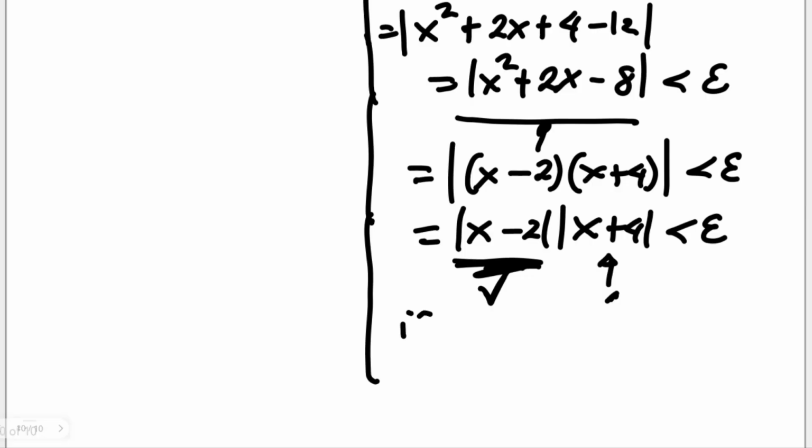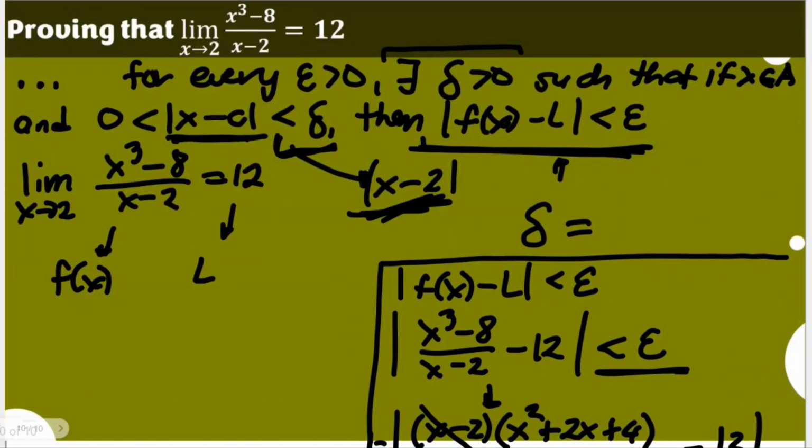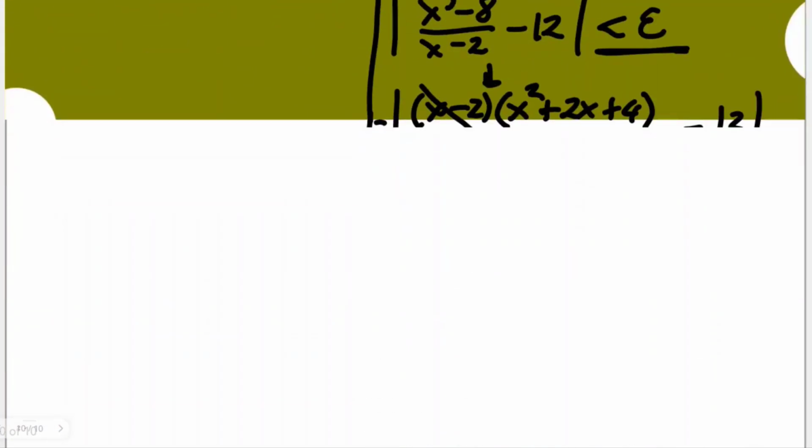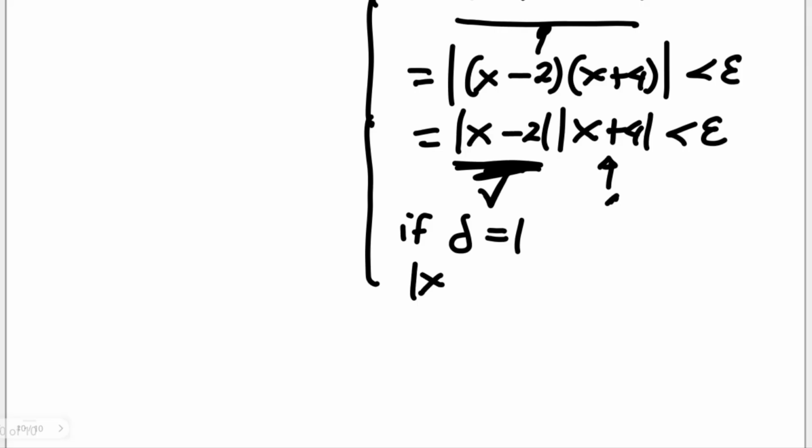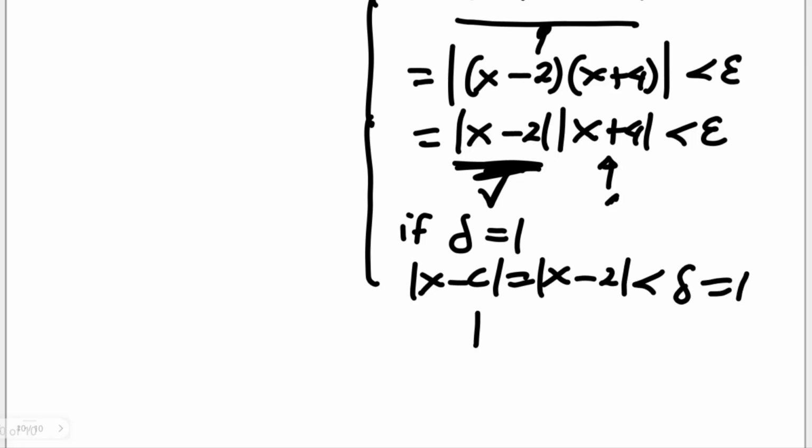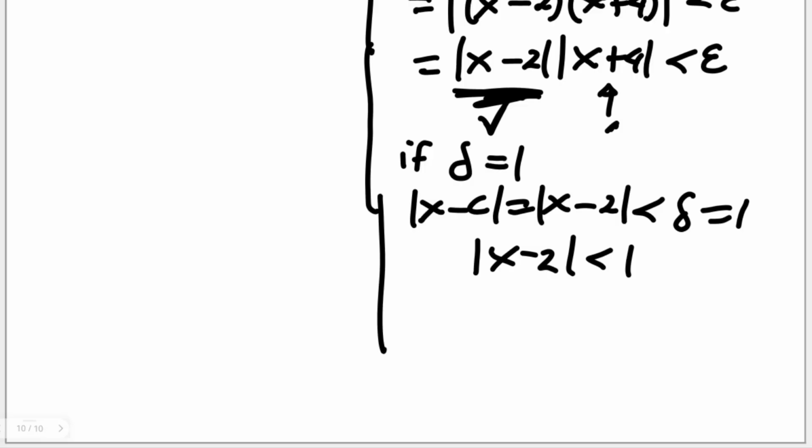So if delta is equal to 1, following this form, x minus c, which is x minus 2, is less than delta. So if it's equal to 1, we can say here that the absolute value of x minus 2 is less than 1, right? And for that, we can substitute that here for another form. But please take note of this, because it's very important as we assume that.